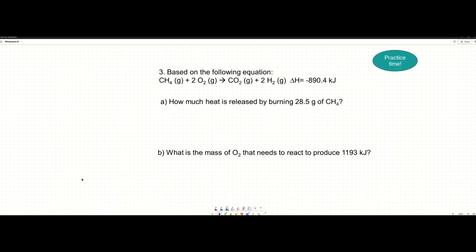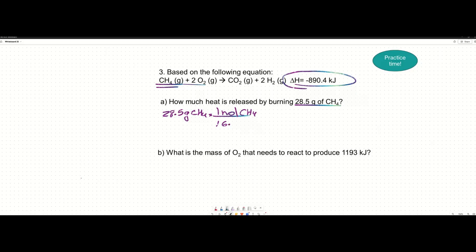Let's practice more. Here it says, based on the following equation, how much heat is released by burning 28.5 grams of methane? So it's a well-balanced equation. I know that for 1 mole, I will burn 890.4 kilojoules, right? So what I'm going to do is, I have mass, I need moles. So for the mass of methane, if I want the moles, I'm going to divide by molar mass, right?